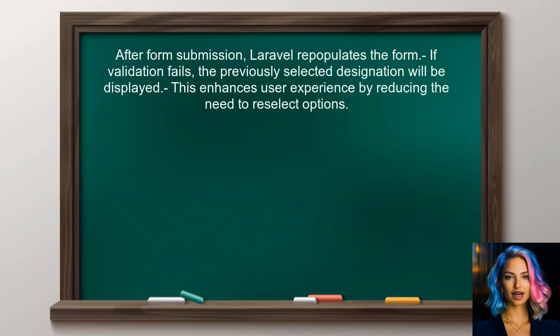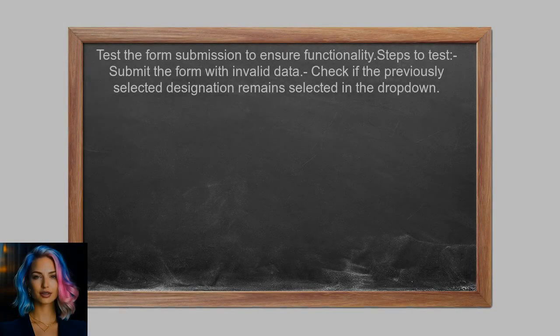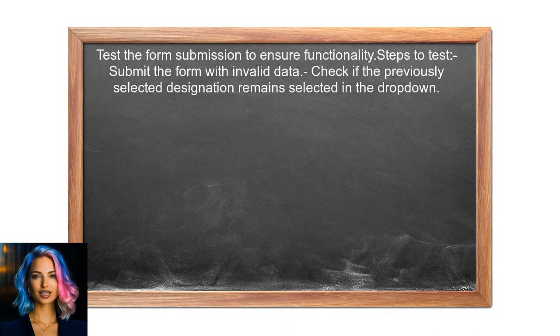Now, when the user submits the form and a validation error occurs, Laravel will automatically repopulate the form with the previously entered data. This includes the designation dropdown. Finally, the user should test the form submission to ensure that the selected designation is retained correctly. They can do this by intentionally submitting invalid data.